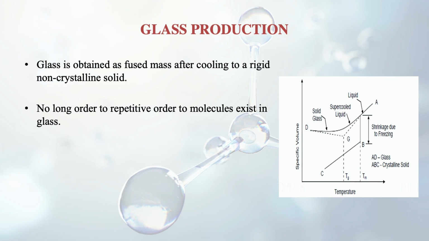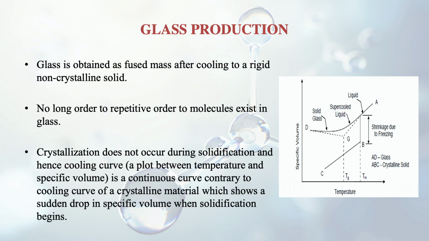No long-range order to repetitive order of molecules exists in glass. And the phenomenon is like this: crystallization does not occur during solidification. So this is very important. That's why it's a unique type of substance and different from many others, because here crystallization does not occur during solidification.